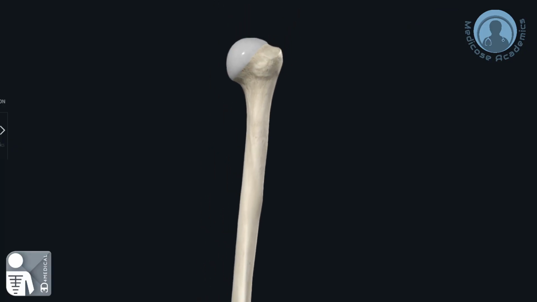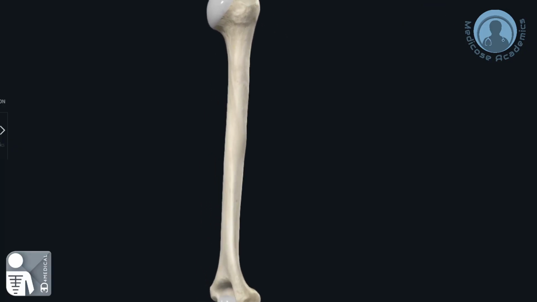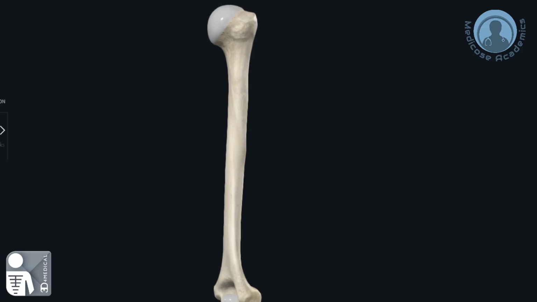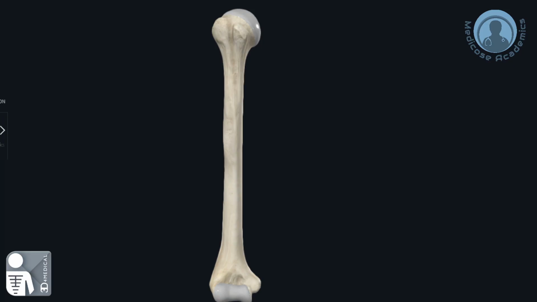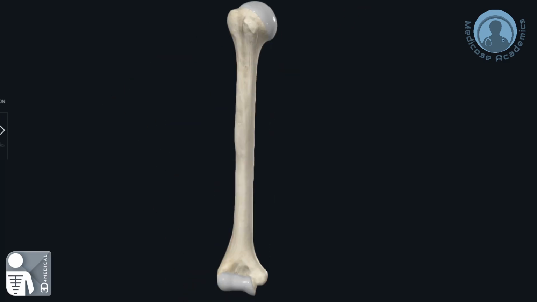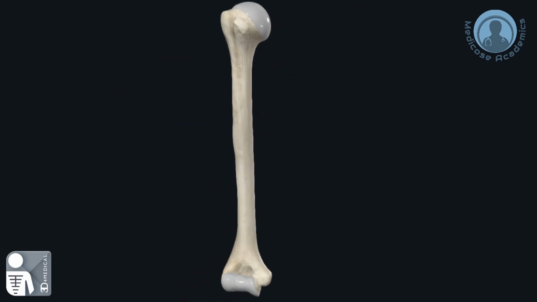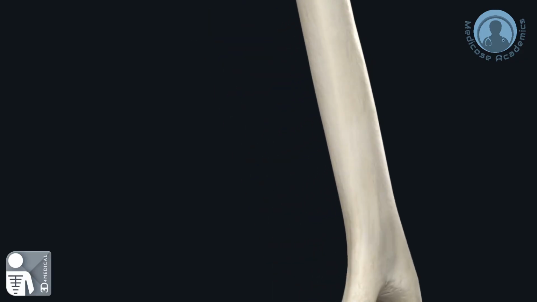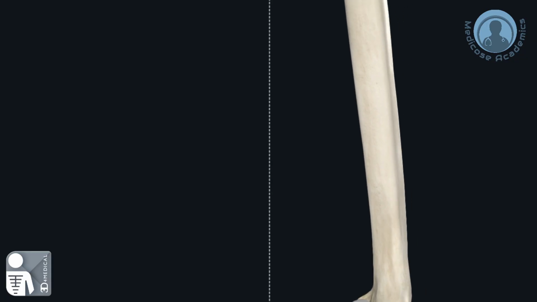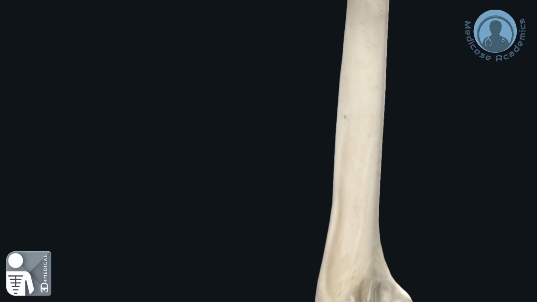So this brings us to the end of the discussion of the three borders and three surfaces of the shaft of the humerus. We talked about the anterior, the medial, and the lateral borders, and enclosed between them were the anterolateral, anteromedial, and posterior surfaces. I would also like to show you the nutrient artery, that is the main artery of a long bone. Most of the long bones have that. So there is an artery, there is an opening here.